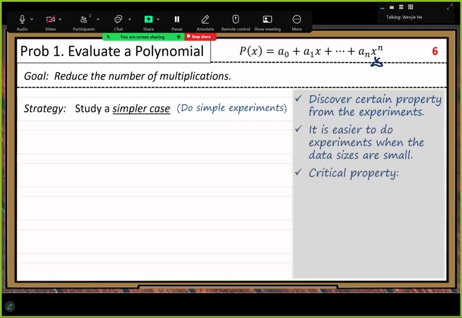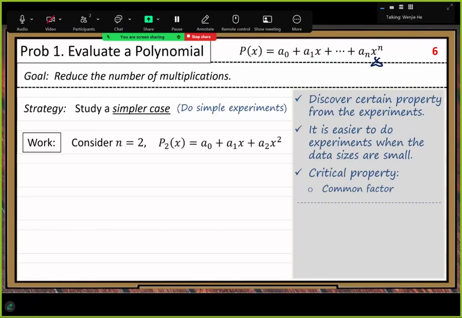Then when we work on n equals 2, let's write the polynomial explicitly. There are 3 terms. Then you do observation on this expression. We need to discover some critical property. When you make your observation on these 3 terms, can you see something special, some property?